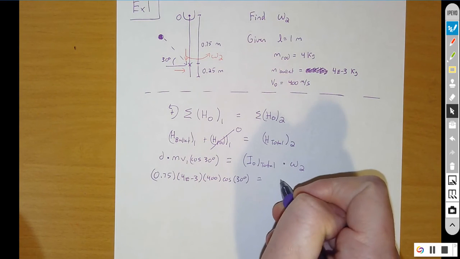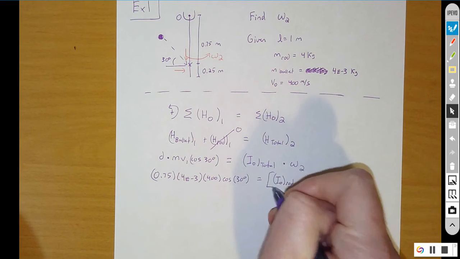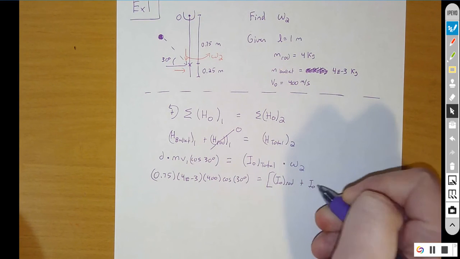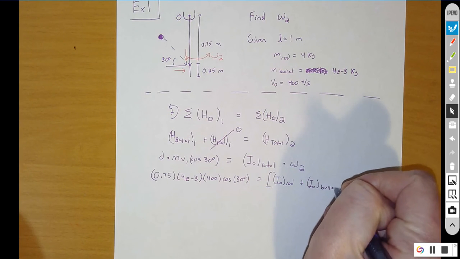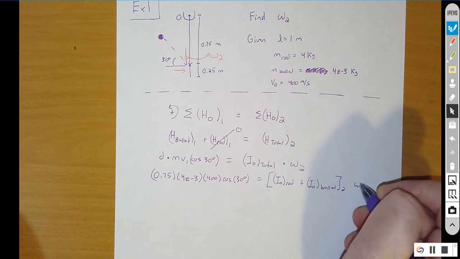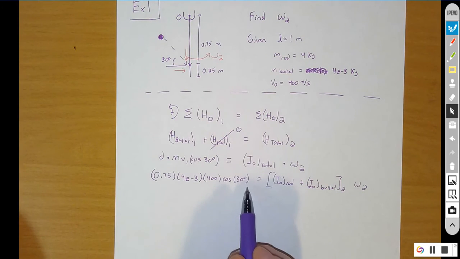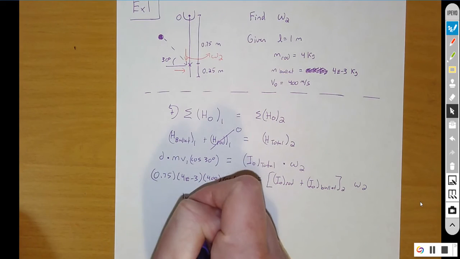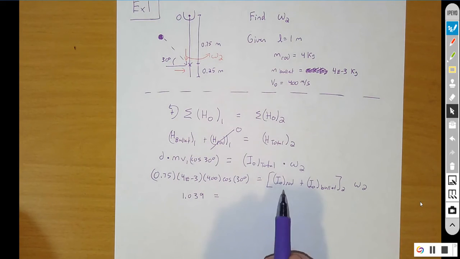I naught total is going to be I naught for the rod plus I naught for the bullet. And this is at state 2, and then omega 2. So I need to find this piece to finish. I'll go ahead and calculate the number for this side, just a second. Alright, that is 1.039. And now we can break these apart.